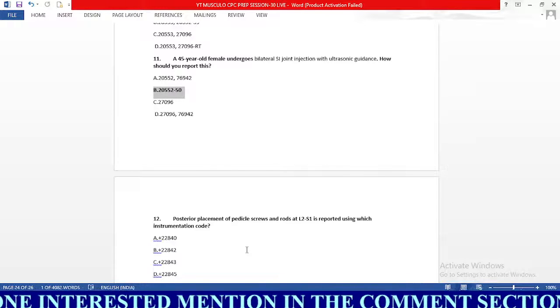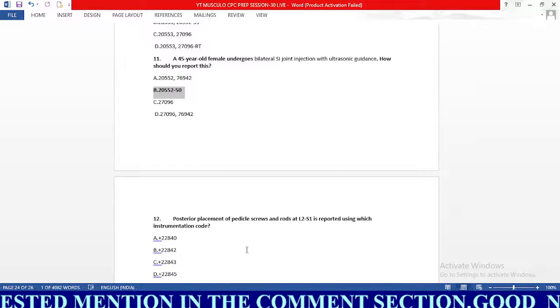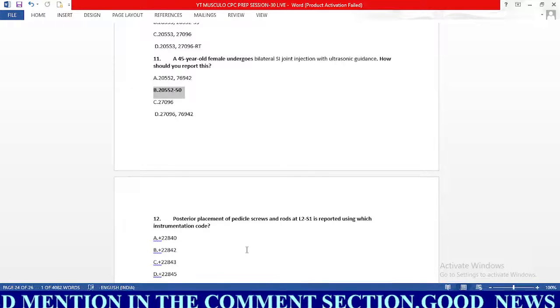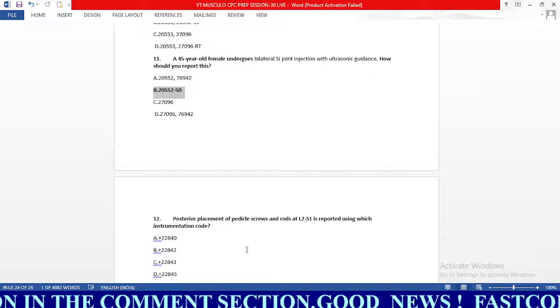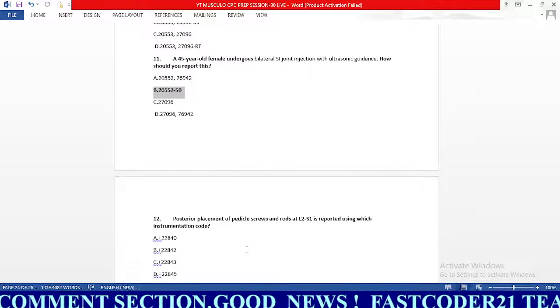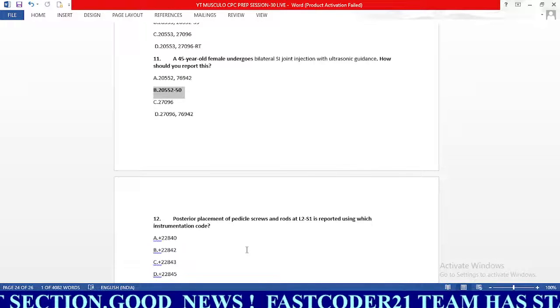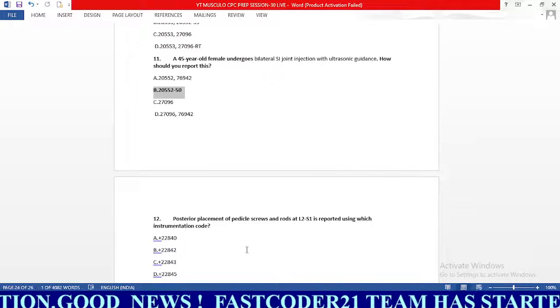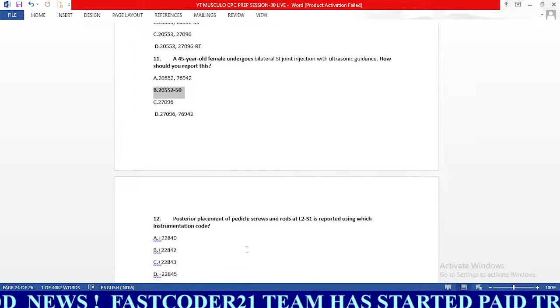So here the physician has mentioned pedicle screws and rods at L2 to S1, reported using which instrumentation code. So we will check 22842, posterior segmental instrumentation. Here, pedicle screws.